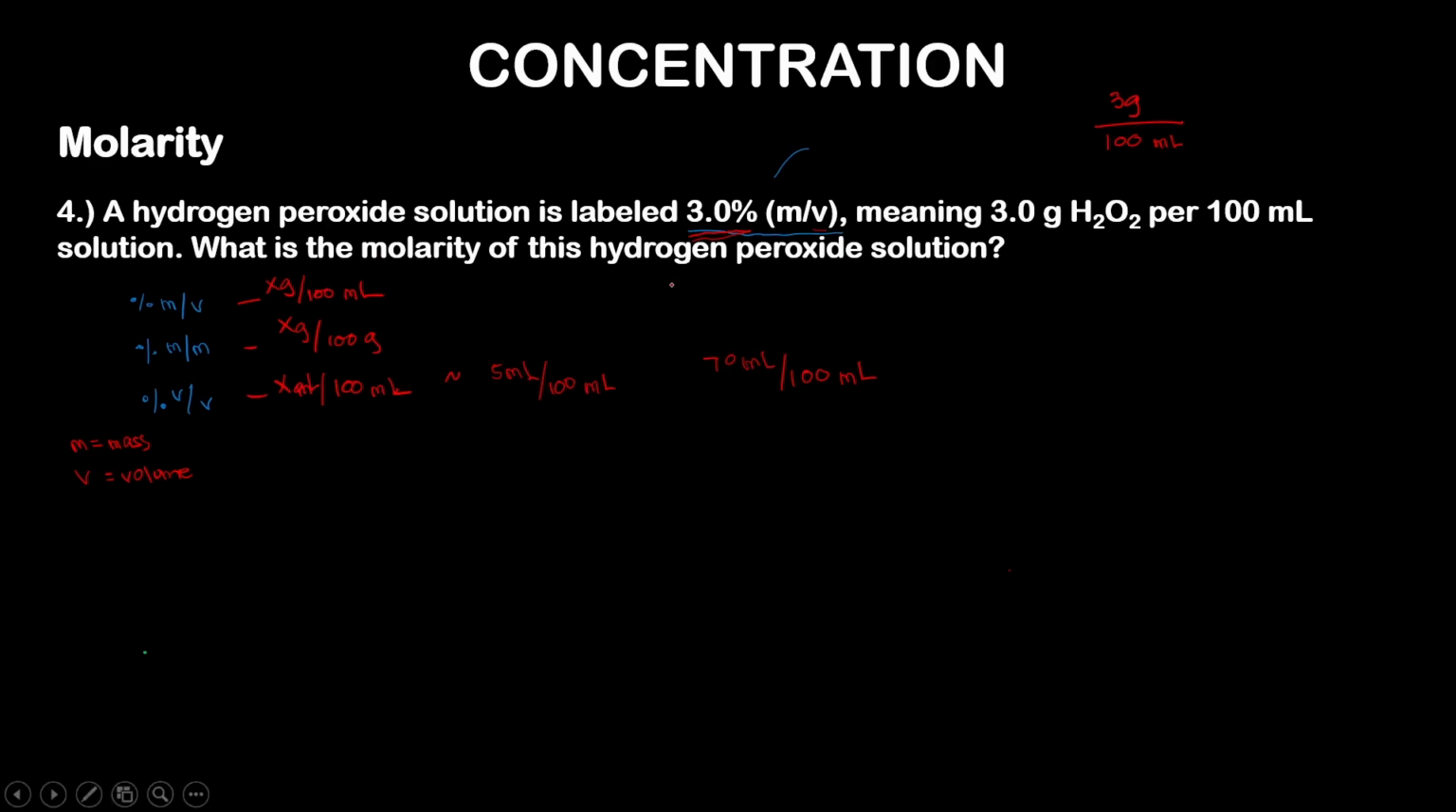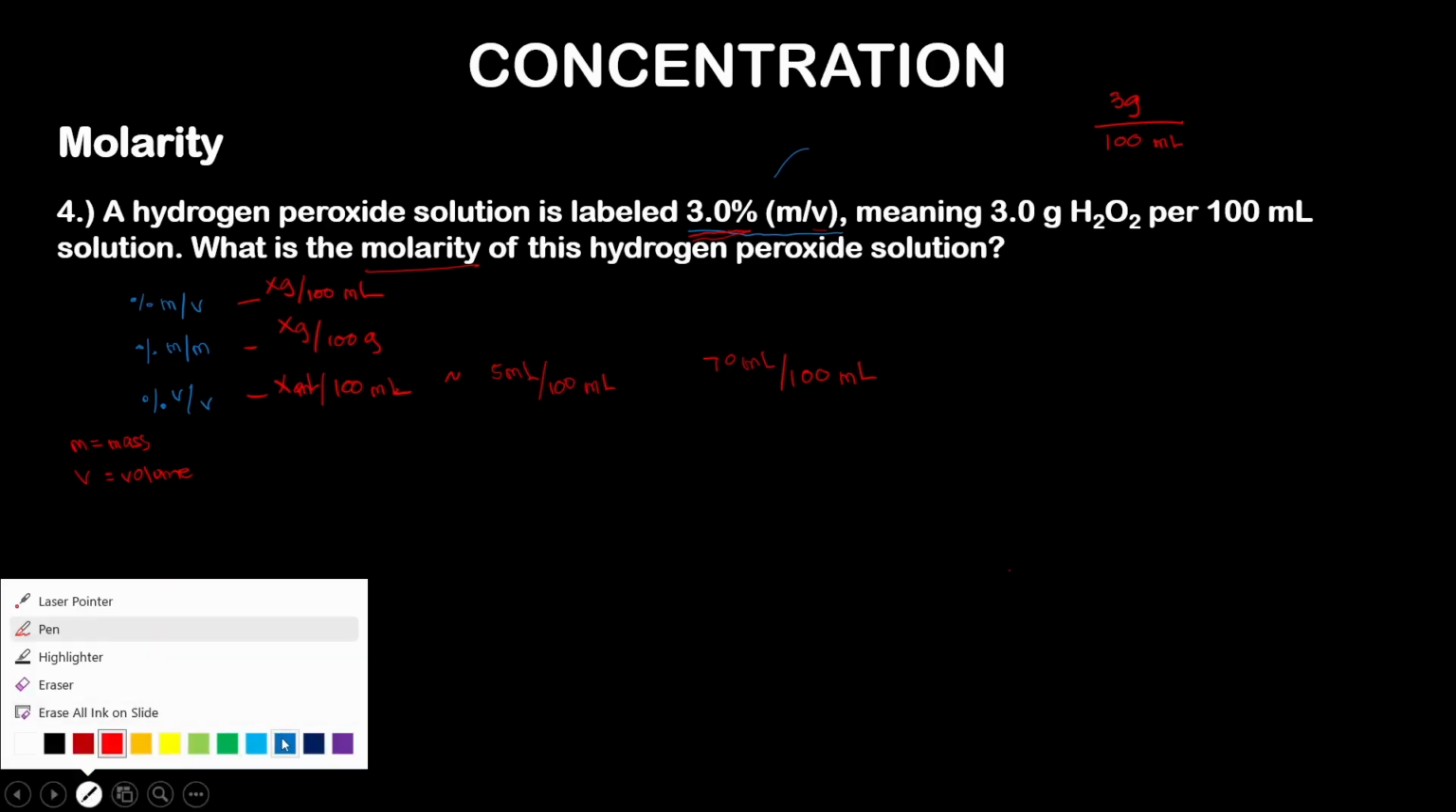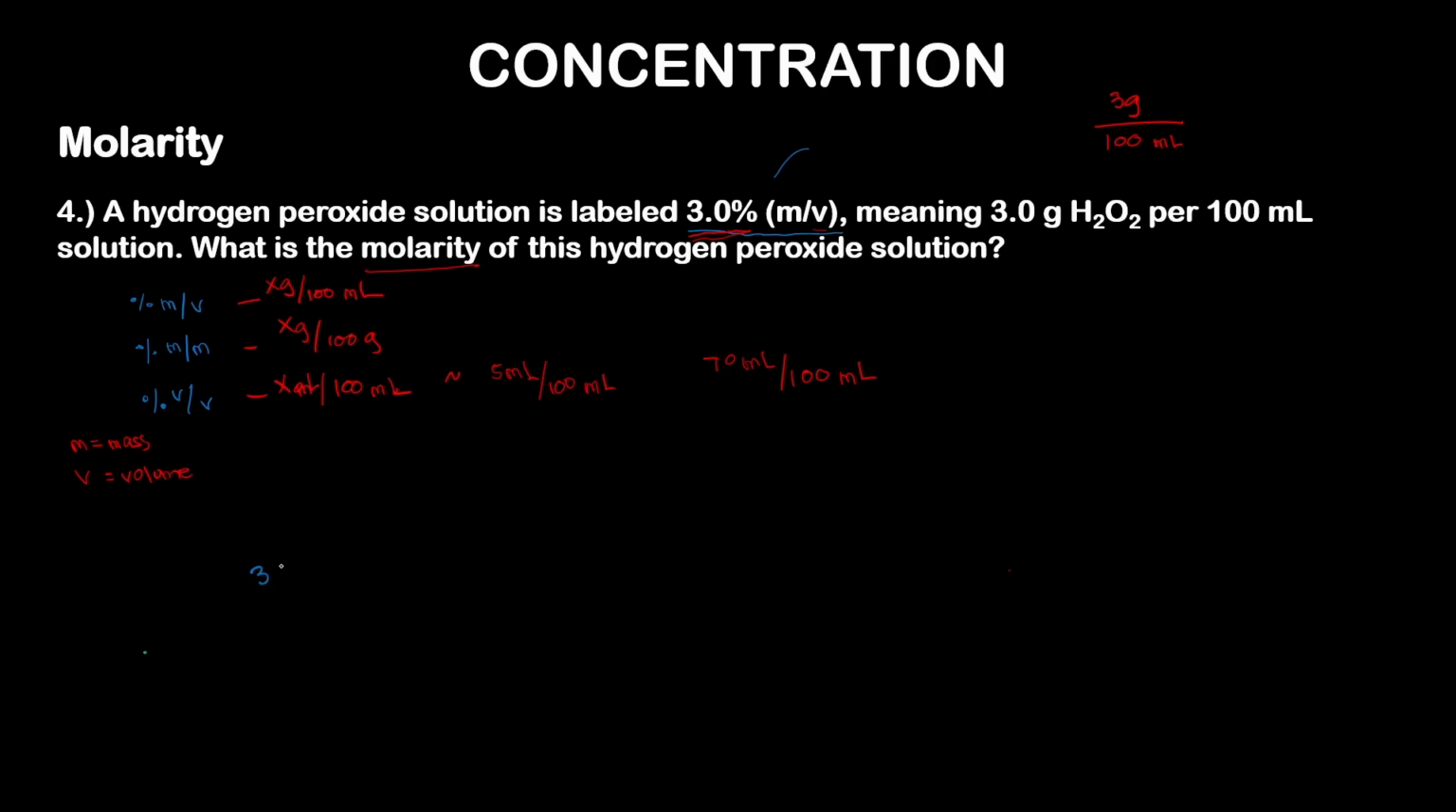So it says that we have 3% M over V and we want to convert it to molarity. So we want percent to molarity. So let's start with the percent. Let's change color. So 3% M over V converted is 3 grams per 100 ml. So we want to convert it to moles per liter. So this is simply converting the 3 grams to mole and 100 ml to liters.